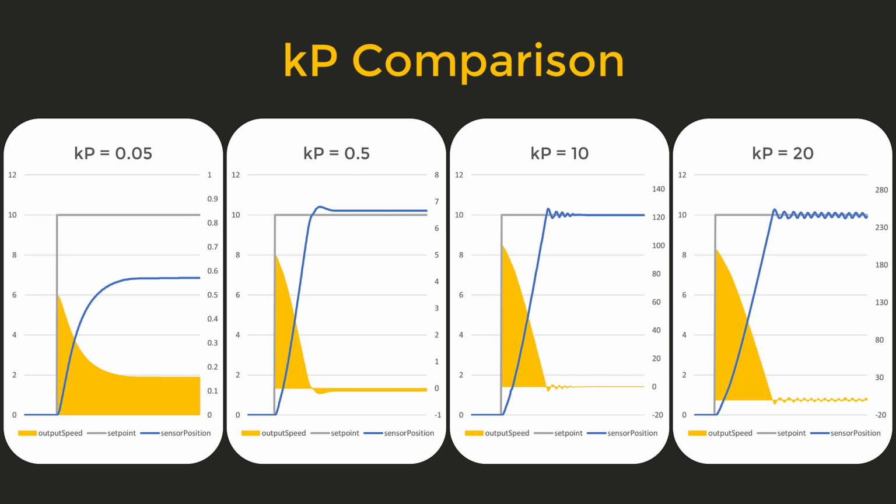When KP is too small, the robot doesn't have enough motor output to complete the motion. When KP is too big, the robot may become violent and oscillate to different extents. Our goal is to find a value of KP that is somewhere in between those two, that gets the robot to the set point with minimum oscillation.